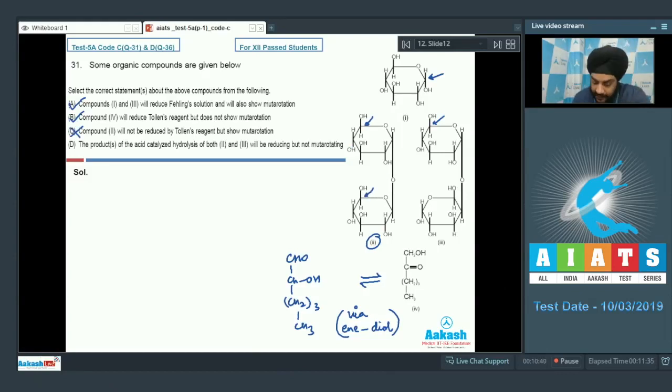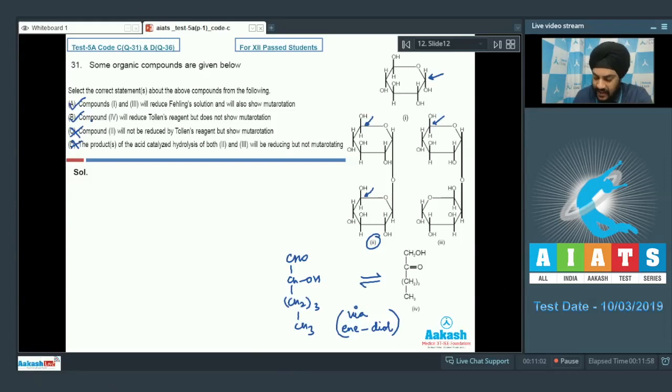And if you talk about statement D, the products of acid catalyzed hydrolysis of both 2 and 3 will be reducing but not mutarotating. This is also incorrect, students. The products will be reducing as well as mutarotating. So for this question, students, we have to mark the correct statements and we have to mark the correct answer as option A and option B.